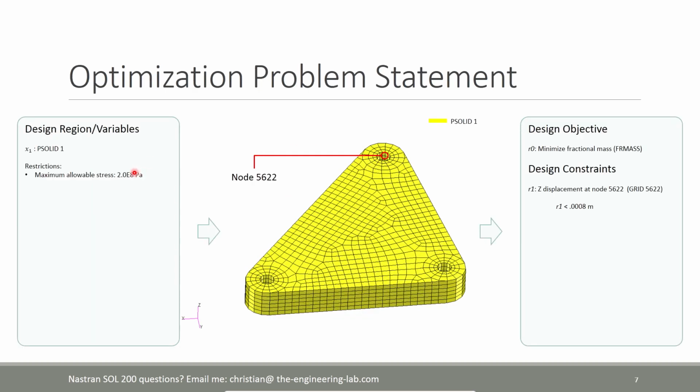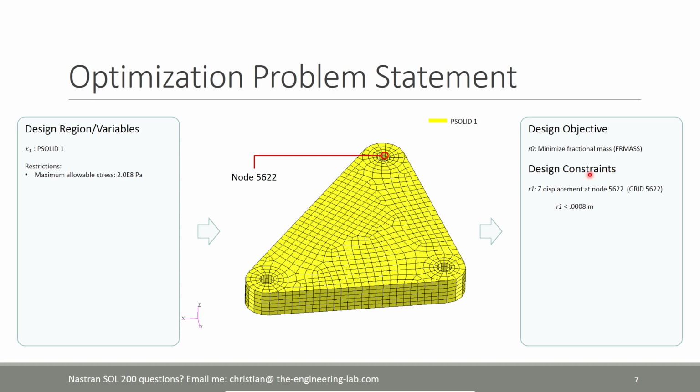Now here's a quick snapshot of what the problem statement is. We are going to let the entire part vary. At the same time, we're going to impose our stress constraint on the variable, or the design region, I should say. Here we are saying that the maximum allowable stress would be no more than 200 megapascals. As for the objective, we want to minimize what's called the fractional mass. We want to minimize this as much as possible. If you have a question regarding what fractional mass is, I cover that towards the end of the video, so stick around for that.